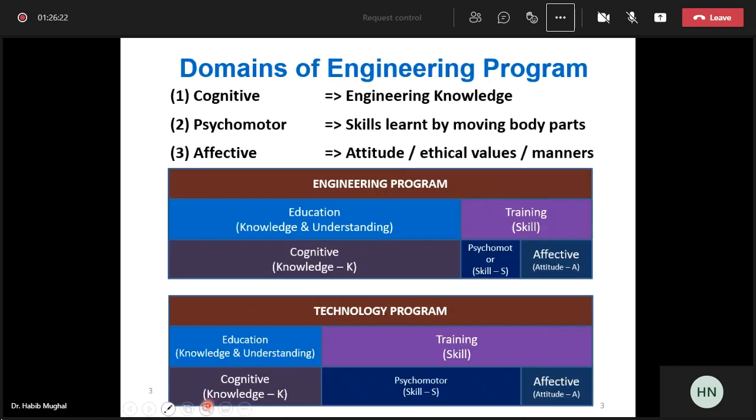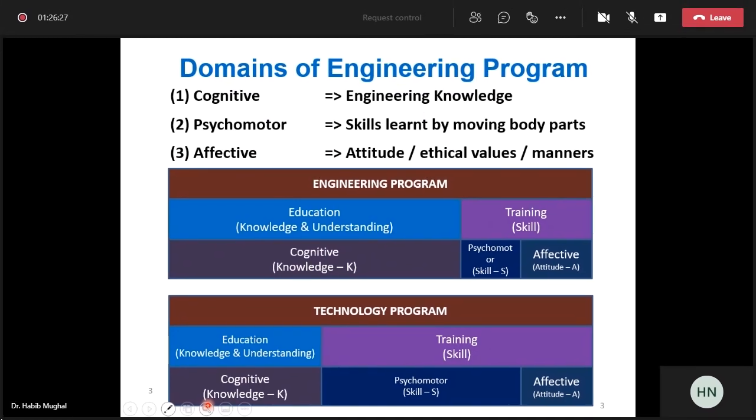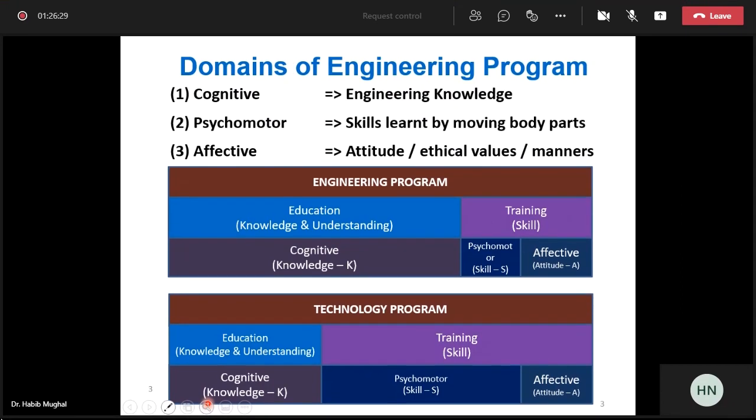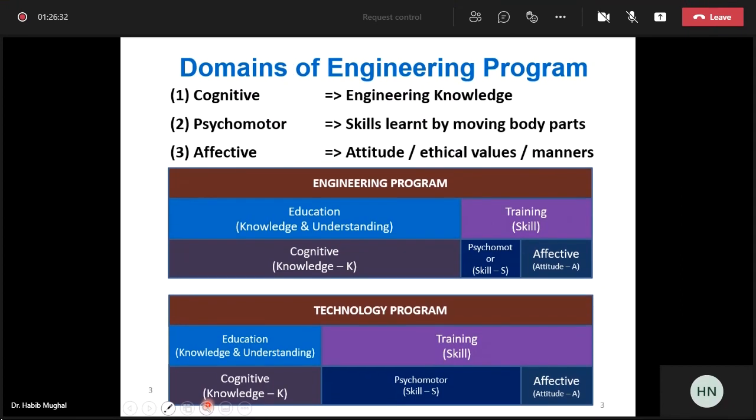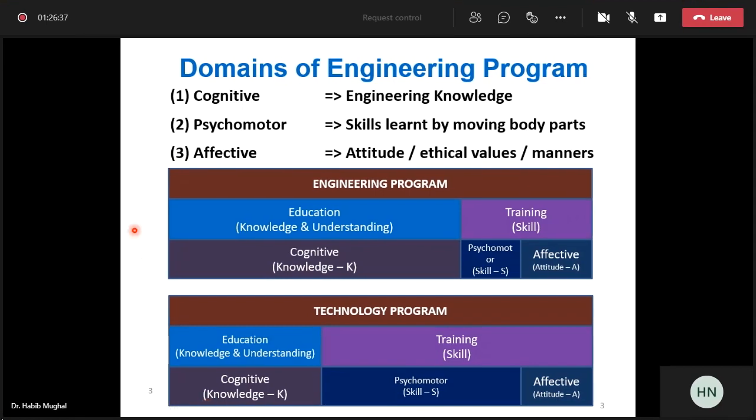So now we want to discuss the domains of engineering program. Engineering program ke kitne domain hai? How many are the domains? Three domains, teen domain hai na bhai. First is the cognitive domain, second is the psychomotor domain, and third is the affective domain. What do you mean by the cognitive domain? Cognitive domain means the engineering knowledge which you will learn in this program. So that is the cognitive domain.